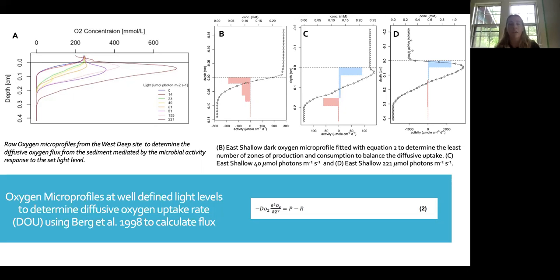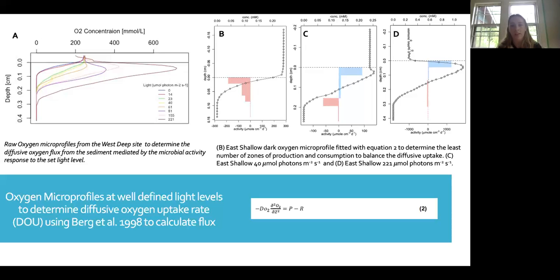And then from here, the diffusive flux out of the sediment was determined based on the Berg method, which is done by using equation 2 to determine the least number of zones of production and consumption needed to balance the diffusive uptake equation, which is equation number 2 down below, which then equals the net oxygen flux out of the sediment. And plot B is what it is at 0.